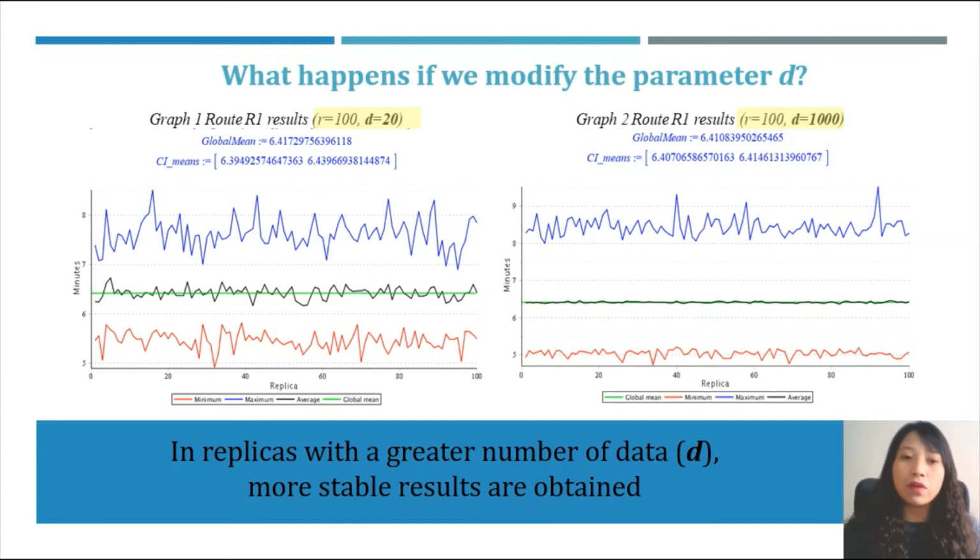For example, for r equal to 100 and d equal to 20, there is the graph on the left. We can see greater oscillation in the average graph compared with the graph on the right. In this graph, d is equal to 1000. In this case, the average graph appears almost as a straight line. Hence, in replicas with a greater number of data d, more stable results are obtained.